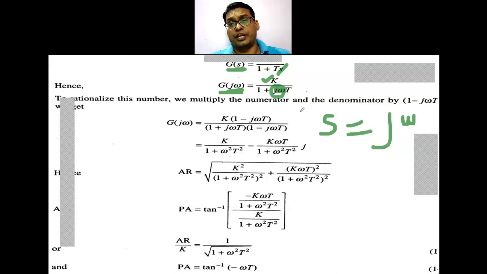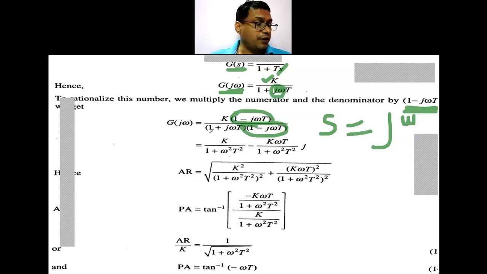Now next thing is to rationalize the denominator. For that purpose, we are going to multiply and divide by 1 minus j omega tau. So this is 1 minus j omega tau that is multiplied, and this is 1 minus j omega tau that is divided. We are doing this to do the rationalization.